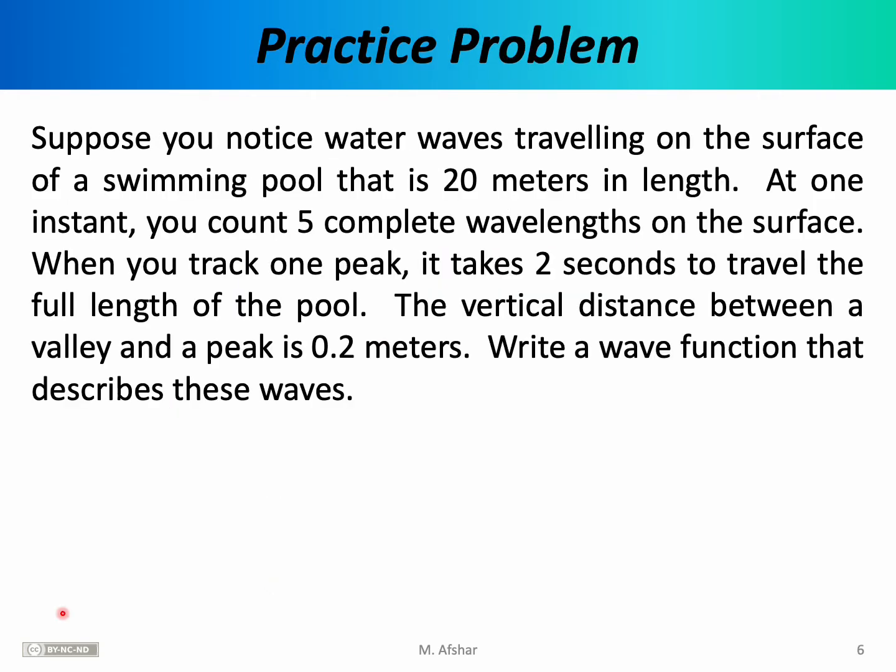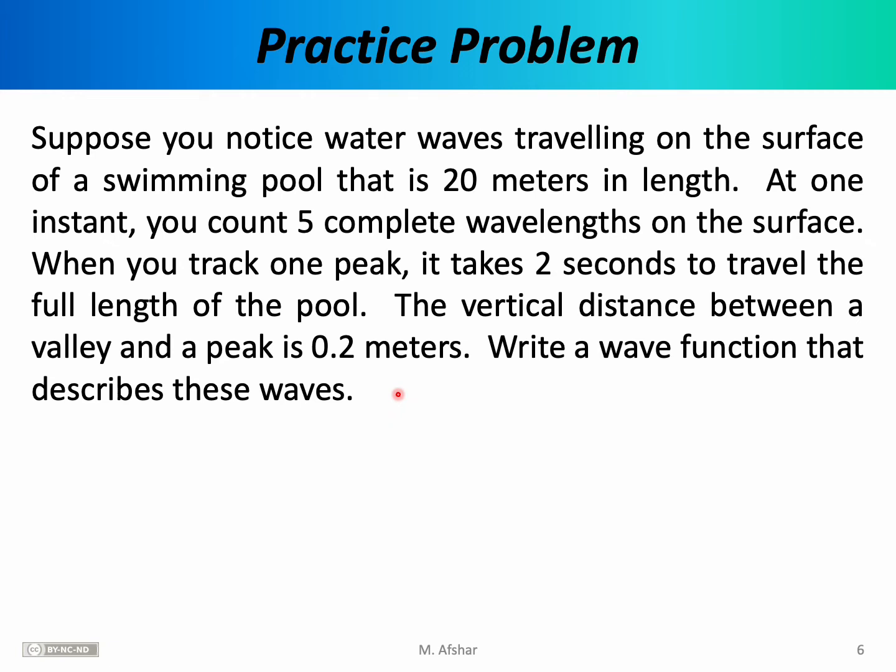So let's do a practice problem to help us process some of the information we've seen so far. Suppose you notice water waves traveling on the surface of a swimming pool that is 20 meters in length. At one instant, you count 5 complete wavelengths on the surface. When you track one of the peaks, it takes 2 seconds to travel the full length of the pool. The vertical distance between a valley and a peak is 0.2 meters. Write a wave function that describes these waves.